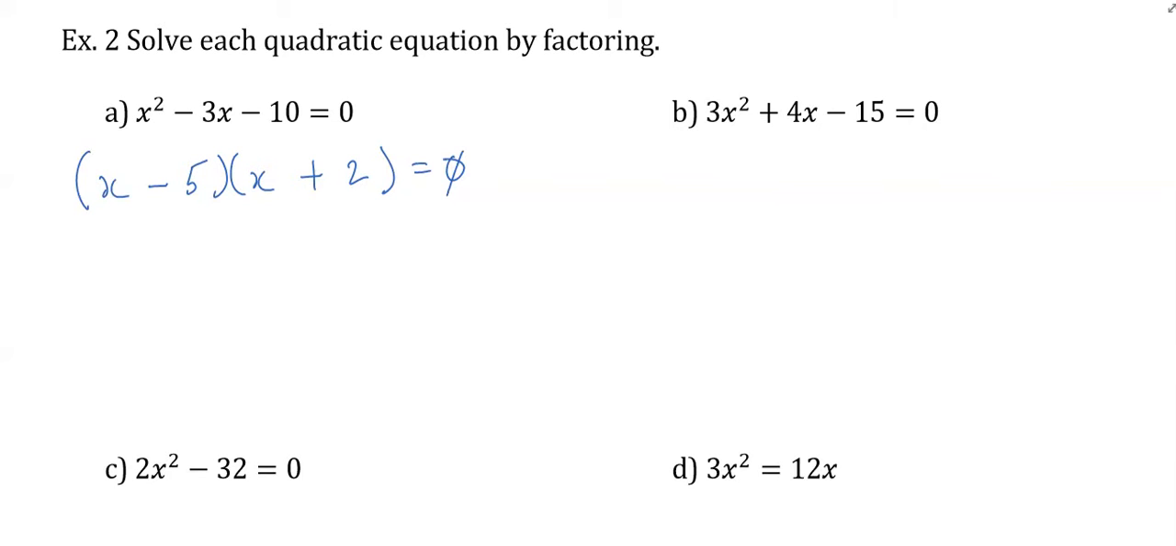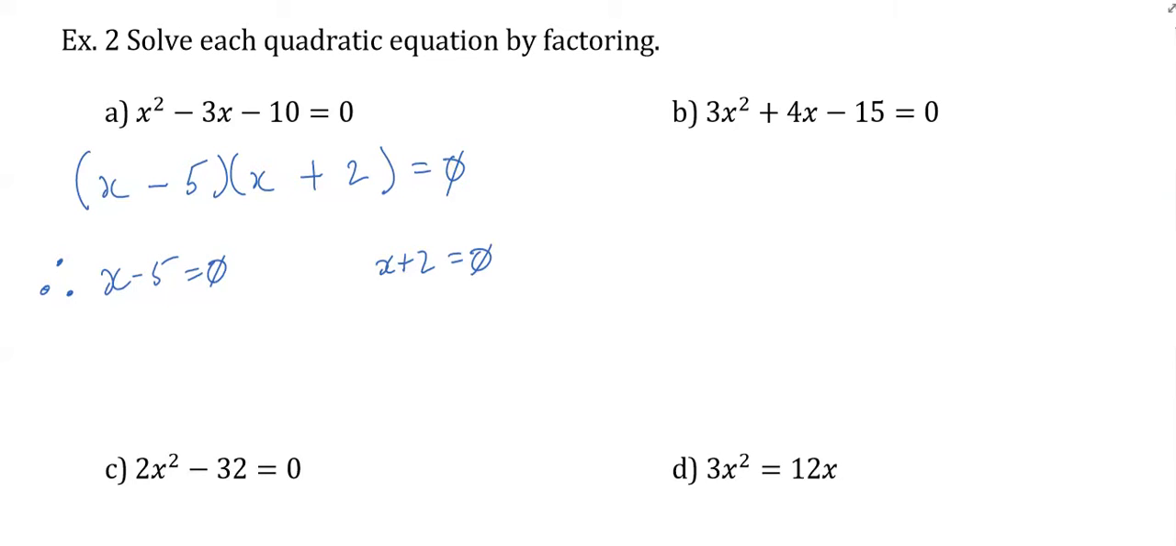Like if this said 8, there's no 8 product property. It's not either x minus 5 is 8 or x plus 2 is 8. You cannot solve this if it's not equal to 0. That's a big, big deal. That's why I'm making a big deal of it. Bring the 5 over. Bring the 2 over.